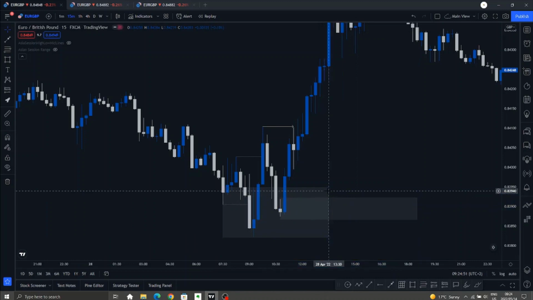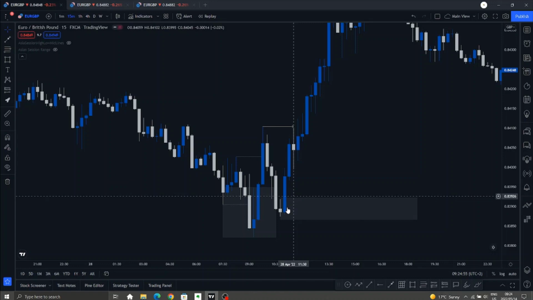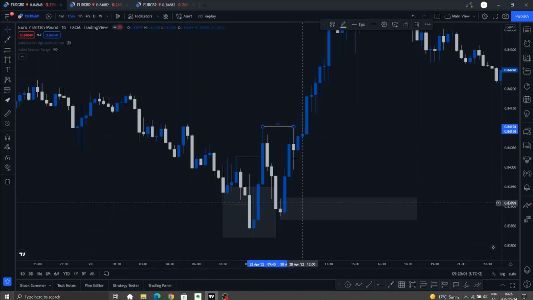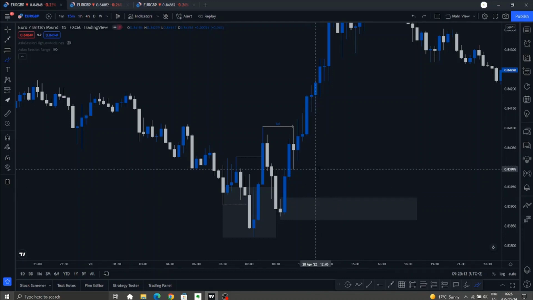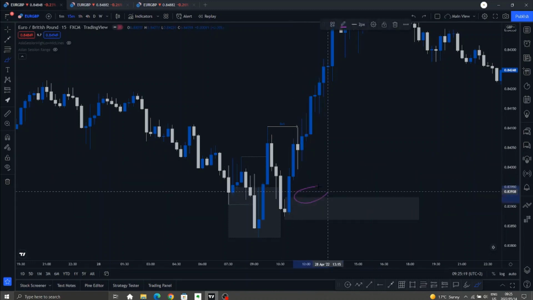Okay, if we just pull this one back a bit to make it a bit cleaner, you want to then wait for a break of structure to the upside to confirm the change of character. Then you go ahead and you identify a valid demand zone, and then you want to wait for price action to pull back into that area to continue. But can you see in this example, you would have missed out on the trade, because after the break of structure, price action never pulled back towards your area, right?